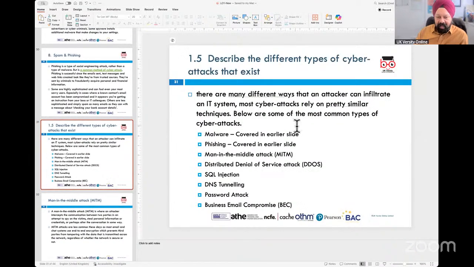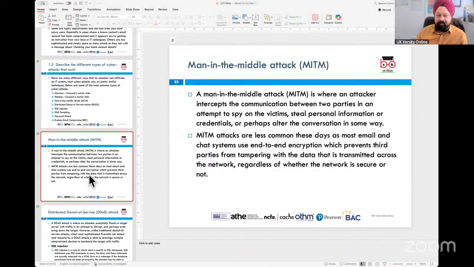Okay. The last bit that we want to do is understand the different types of cyber attacks, which is quite important for us because this is going to help us understand what kind of cyber attacks actually happen. So I've listed them down here, in no particular order. Things like malware and phishing, I've already covered, but then we look at some of these, which are called man in the middle, MITM attack, DDoS, which is distributed denial of service attack, SQL injection, DNS tunneling, password attack, and obviously business email compromise attack. Let's look at the first one.